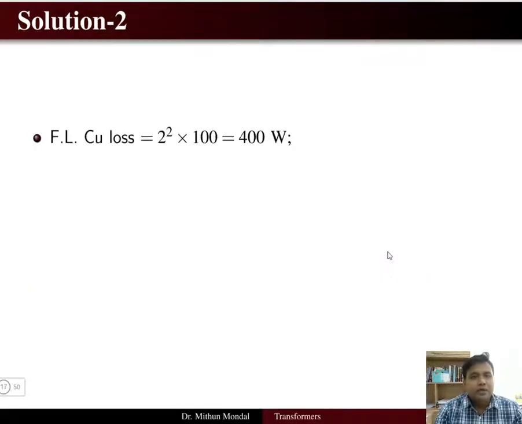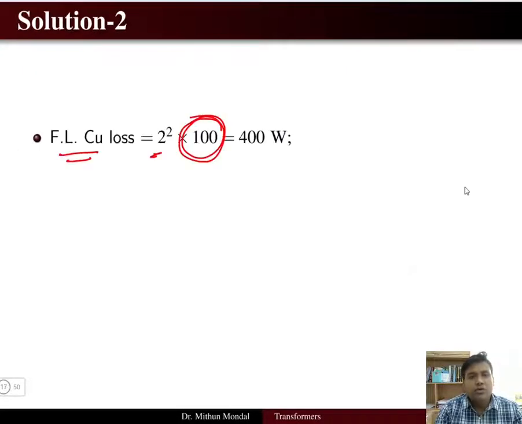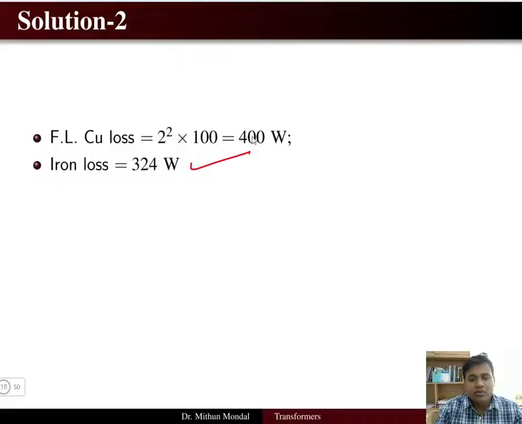So let us see. Full load copper loss under the condition will be the square of 2 times 100, which was given to us in the data. So this is corresponding to half full load. So under the full load condition, you have to square, you have to do with the 2. So you're getting 400 watt as the full load copper loss. Iron loss will be constant, 324 watt.